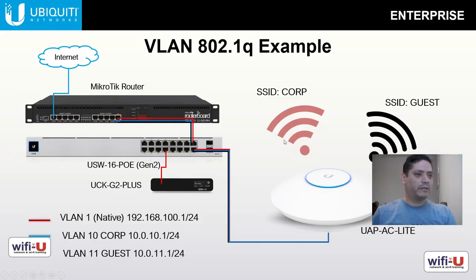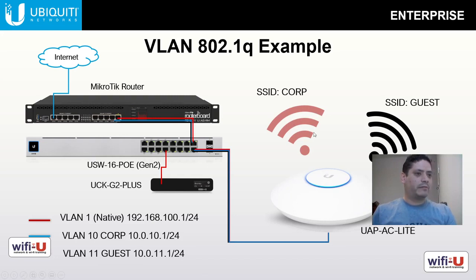So the goal of this configuration is that I'm going to have an SSID called corp, and another SSID called guest. Everyone that connects to corp needs to get these corp addresses that I've just configured here, and the guest access is going to have the other VLAN IP addresses I'm going to create here. So that's what I'm going to do.